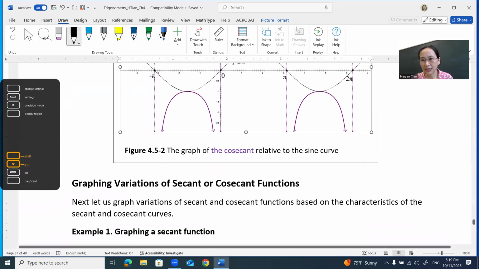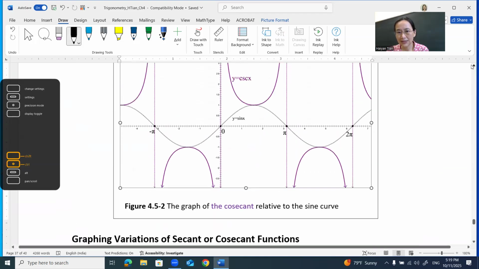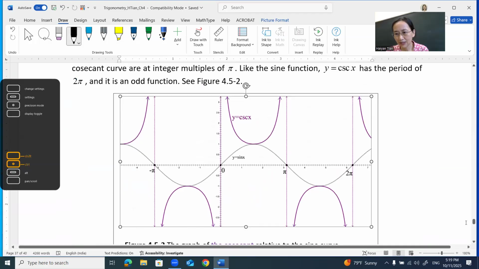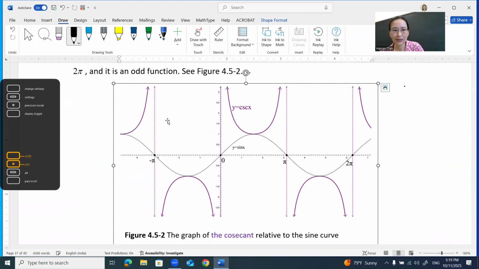So cosecant function is the reciprocal of sine function. So that's why when the sine function is zero, the cosecant is undefined.